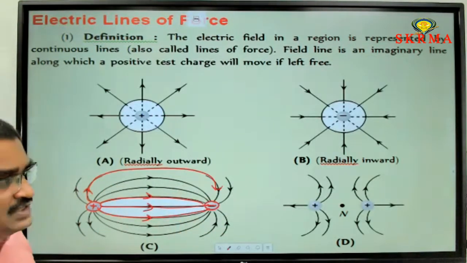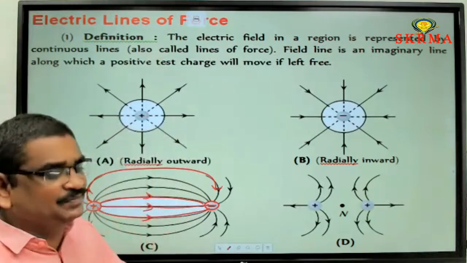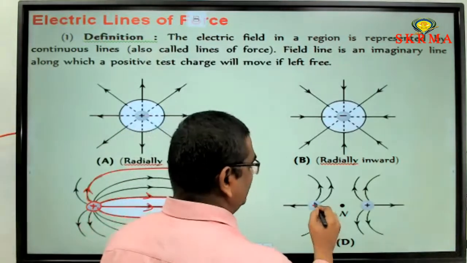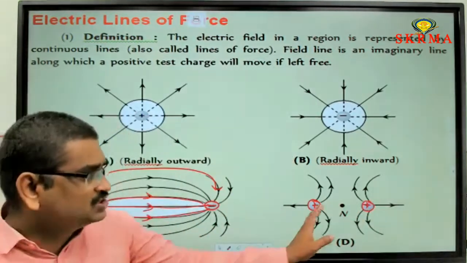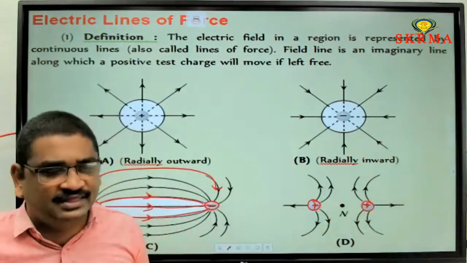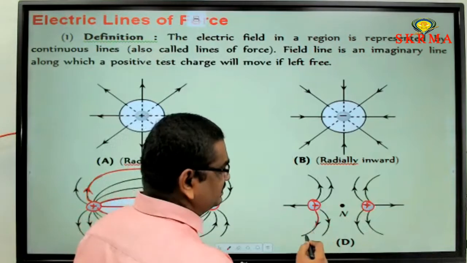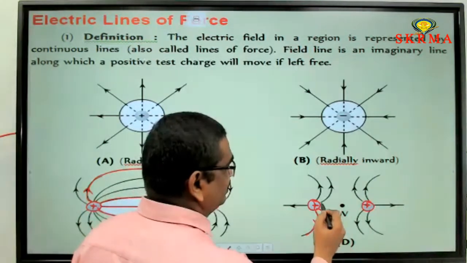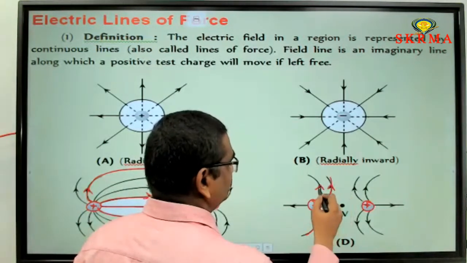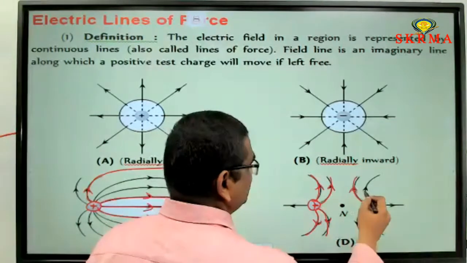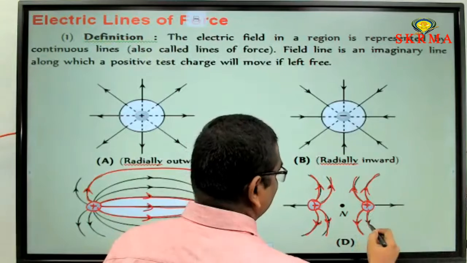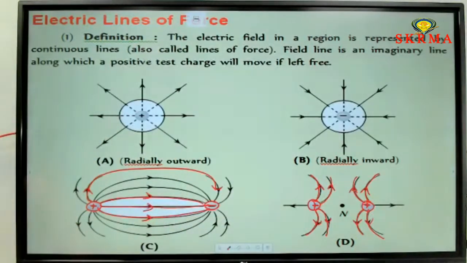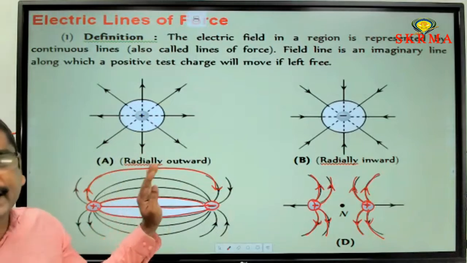Next, for like charges, that means similar charges placed side by side. Two positive charges are placed very near to each other, then electric field lines are like this. Here there is no intersection. There is repulsion between positive and positive, so the electric field lines will bend like this.